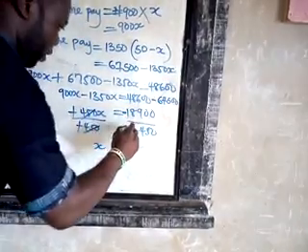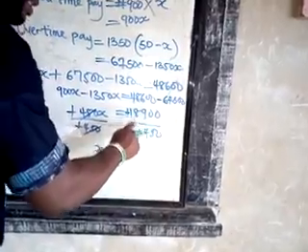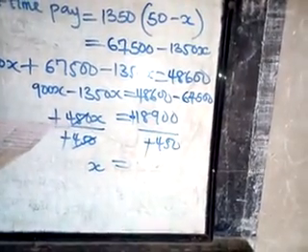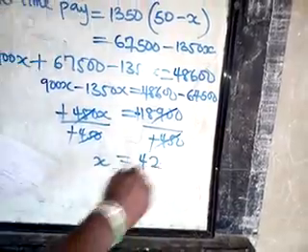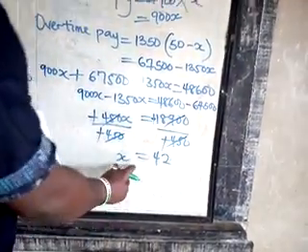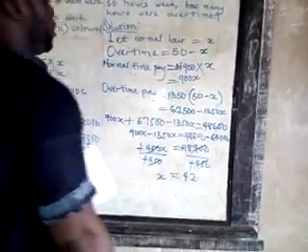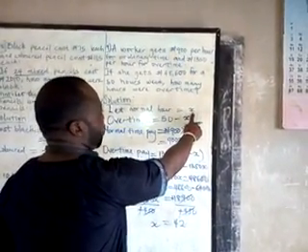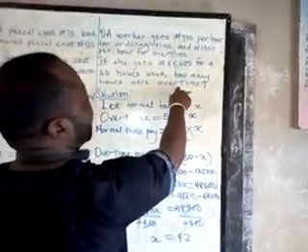X. Minus cancels minus. Then by the time you say 18,900 divided by 450, what will you get? You get 42. So that means your X is what? 42. And what does X stand for? Going back, X stands for normal hour. And what were you asked to find? You were asked to find overtime.